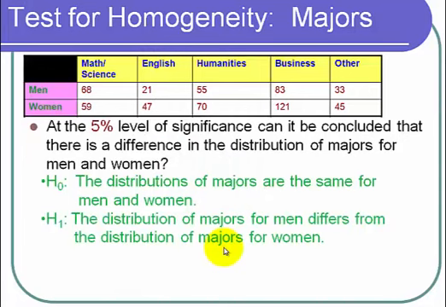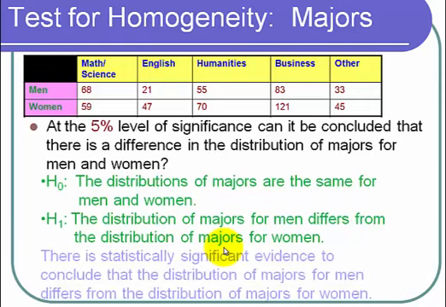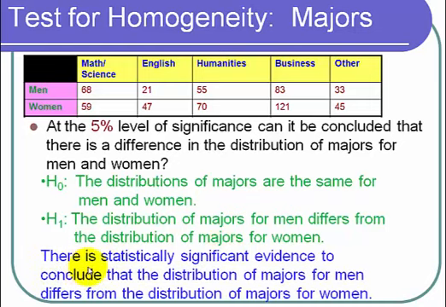Okay, so remember we had a p-value of about 0.035, and our alpha we're using is 0.05, small p-value, so that means we reject the null hypothesis, accept the alternative hypothesis, and we can say that there is statistically significant evidence to conclude that the distribution of majors for men differs from the distribution of majors for women. So that's the last example I have for chi-squared tests.